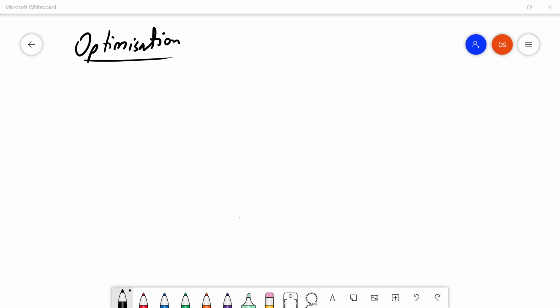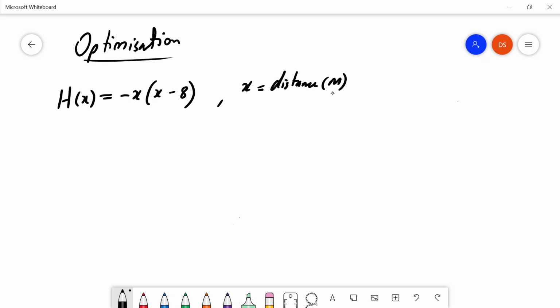Optimization is the fancy way of saying finding the local minimum or the local maximum. So consider this example. There is a bridge whose height is measured in meters, and it's given by this equation: h equals negative x times (x minus 8). Okay, so x is distance in meters, and h is height above the ground, also in meters.